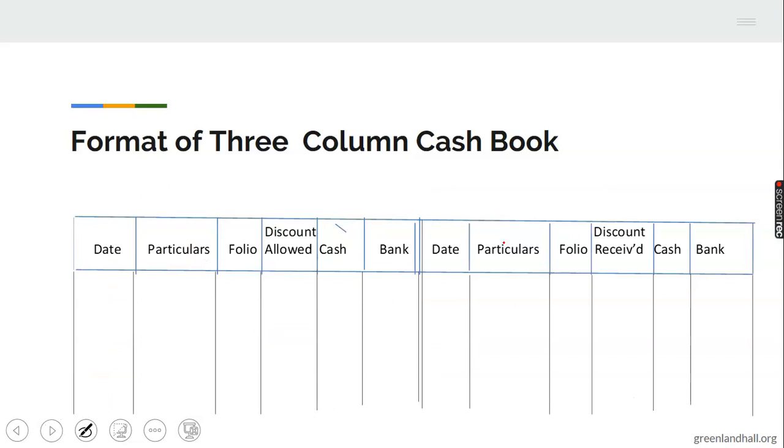The format of a typical 3-column cash book is like this. We have the debit side here, and then we have the credit side at this place. And we have the date, the particulars, the folio, then we have discount allowed, then the cash, and then the bank columns. And at the right-hand side, we have the date, the particulars, the folio, discount received, then the cash column and the bank column.